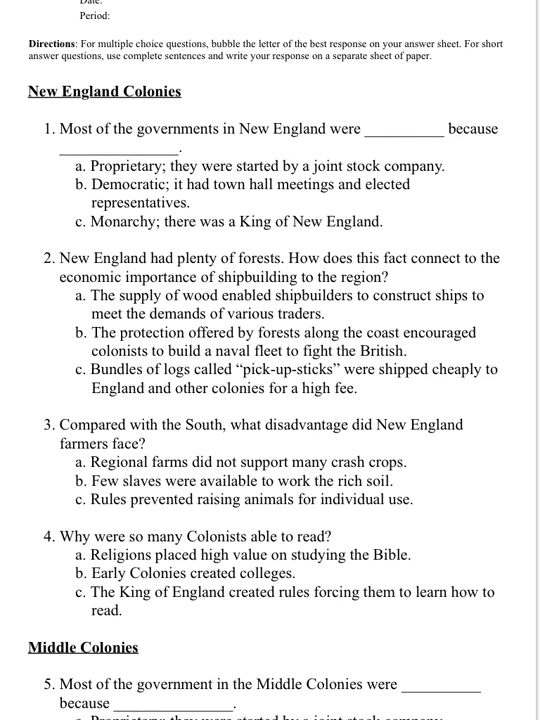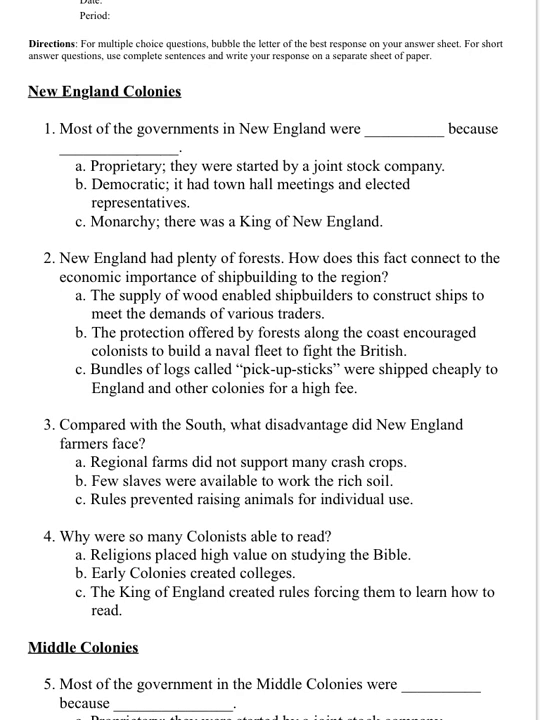Okay, so the first section is the New England colonies. Number 1, most of the governments in New England were blank because blank. Is it A, most of the governments in New England were proprietary because they were started by a joint stock company? Is it B, most of the governments in New England were democratic because it had town hall meetings and elected representatives? Or was it C, most of the governments in New England were monarchy because there was a king of New England?